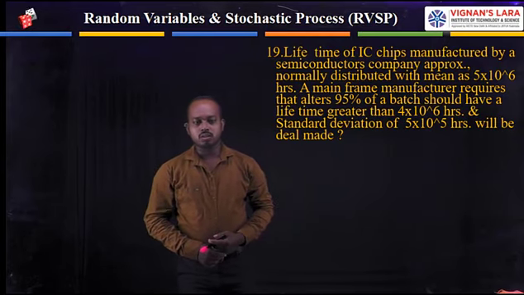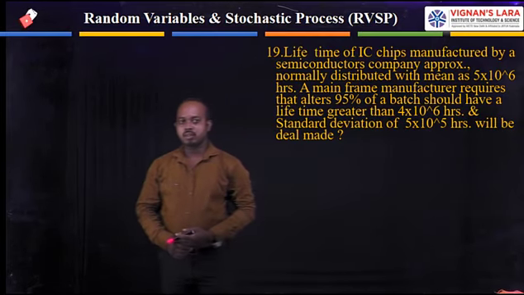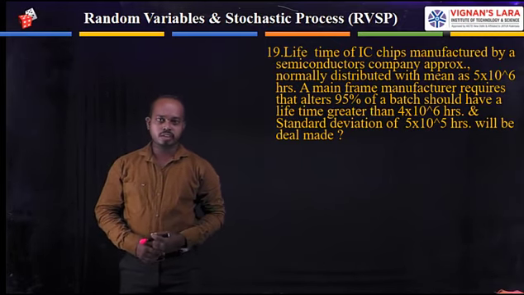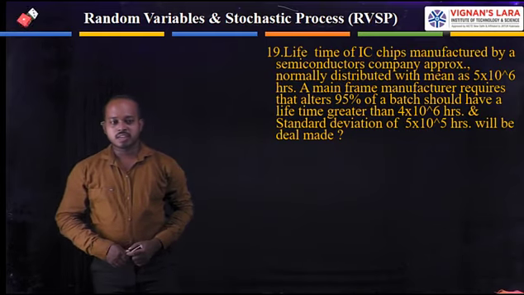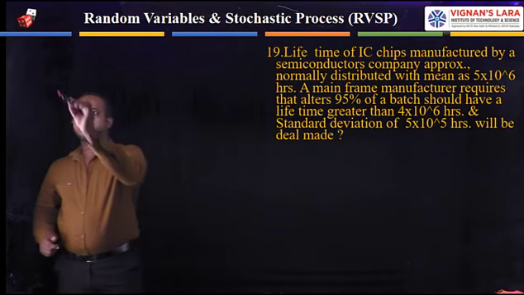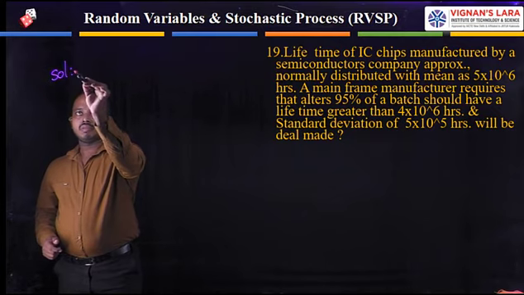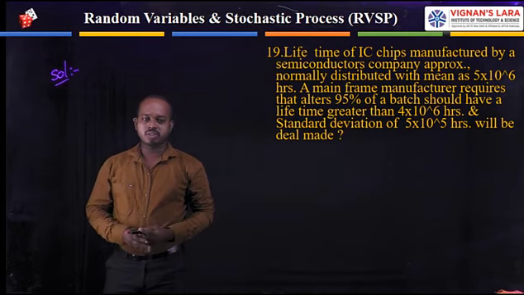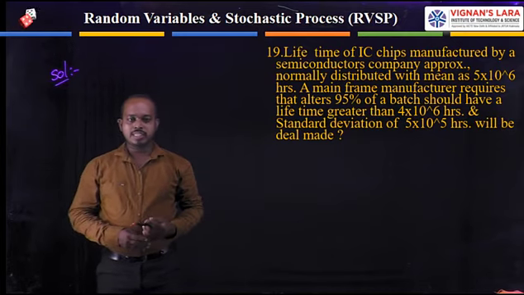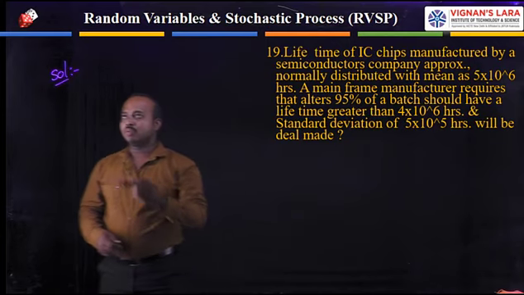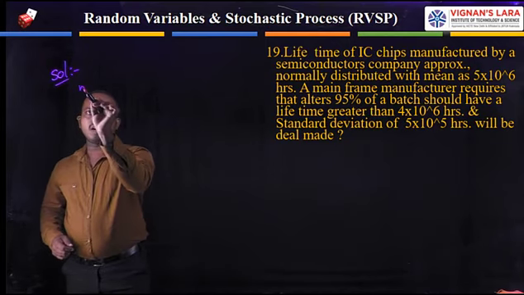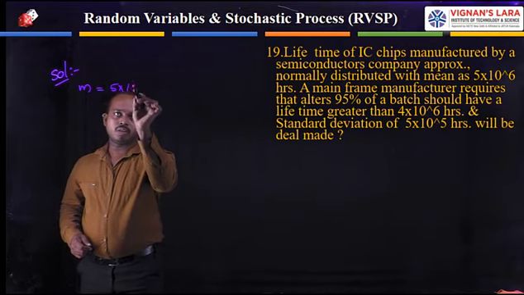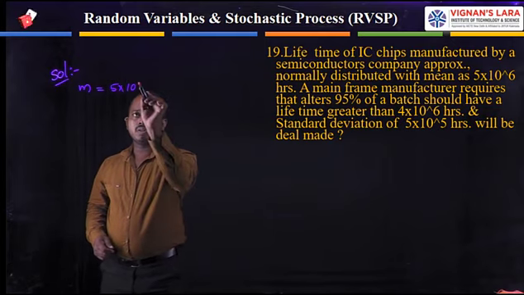He has given this type of model. You can apply the Gaussian density or distribution function. First of all, you can write the given data available in this problem. The first quantity is the mean value, and we already know how to represent the mean value. m is equal to 5 into 10 power 6.